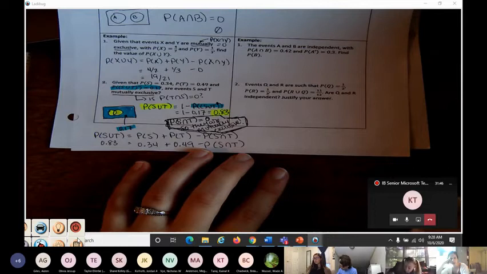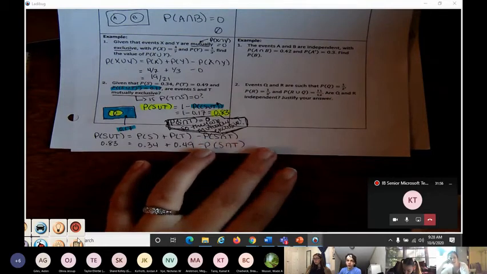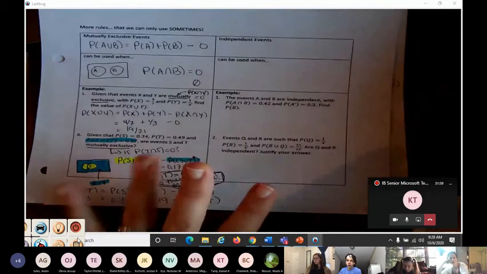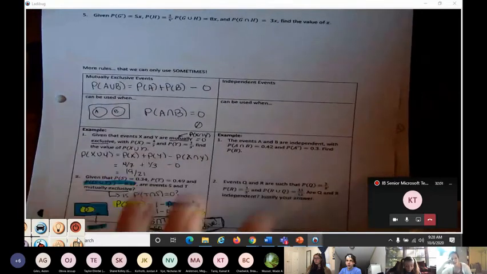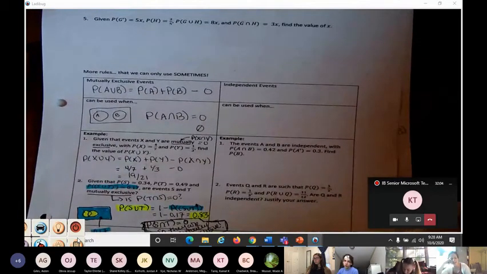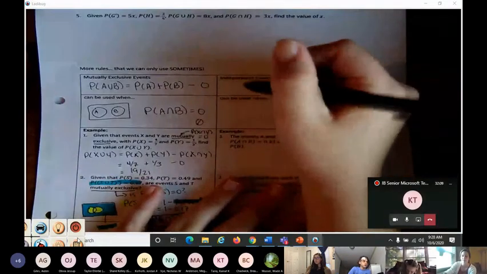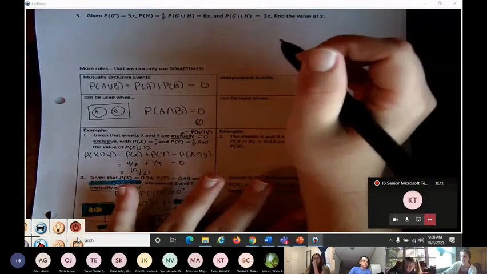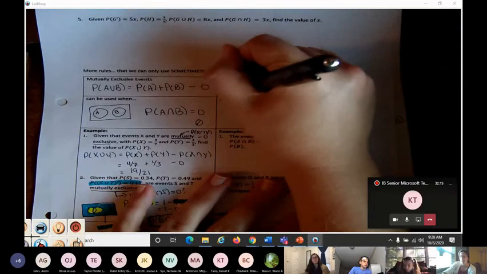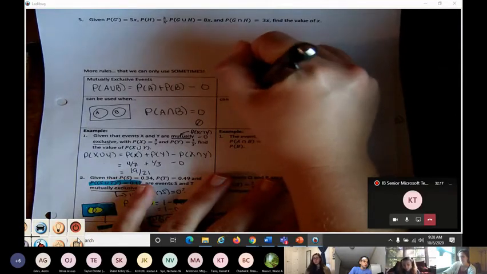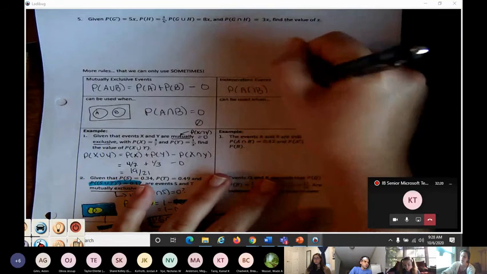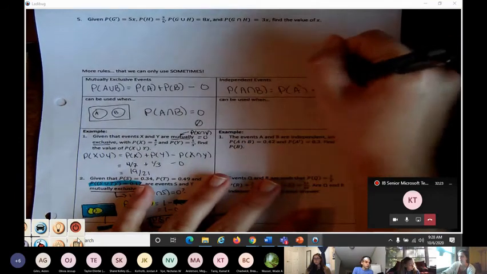Okay, I'm going to go ahead and move on to independent events. This document, written much more neatly, is already posted on Canvas, so you can go back and put a better image of the notes on the mutually exclusive side. All right, so independent events, okay? Independent events occur when P of A intersect B is equal to the probability of A times the probability of B.